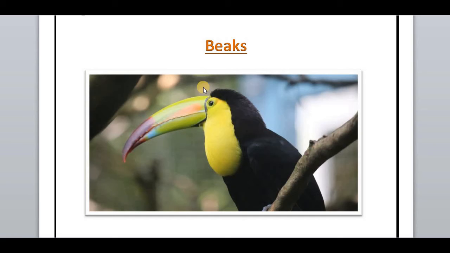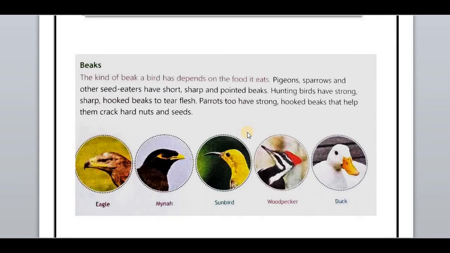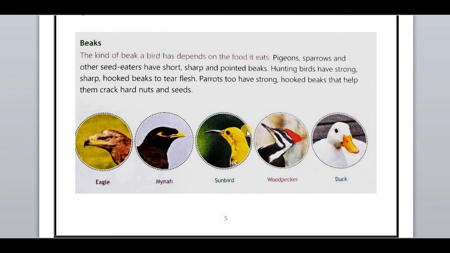Next is beaks. You can see in a picture the beak of a bird. See how pointed it is. The shape of a bird's beak depends on the food it eats. Pigeons, sparrows and other seed-eating birds have short, sharp and pointed beaks.